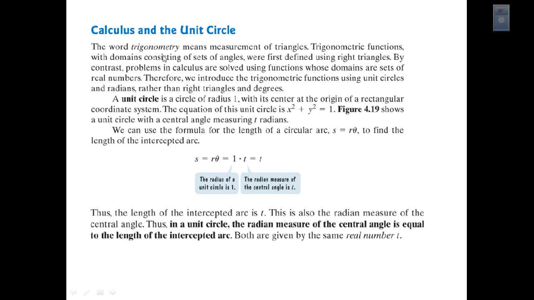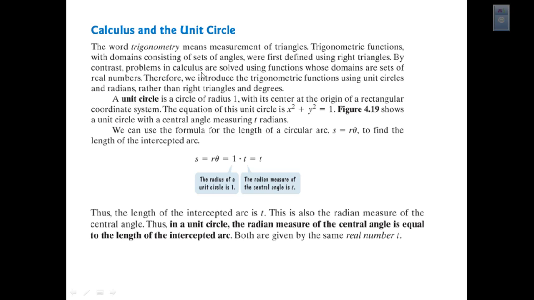Now the word trigonometry means measurement of triangles. Trigonometric functions with domains consisting of sets of angles were first defined using right triangles. By contrast, problems in calculus are solved using functions whose domains are sets of real numbers. That means we can have any number. Therefore, we introduced the trigonometric functions using unit circles and radians rather than right triangles and degrees.